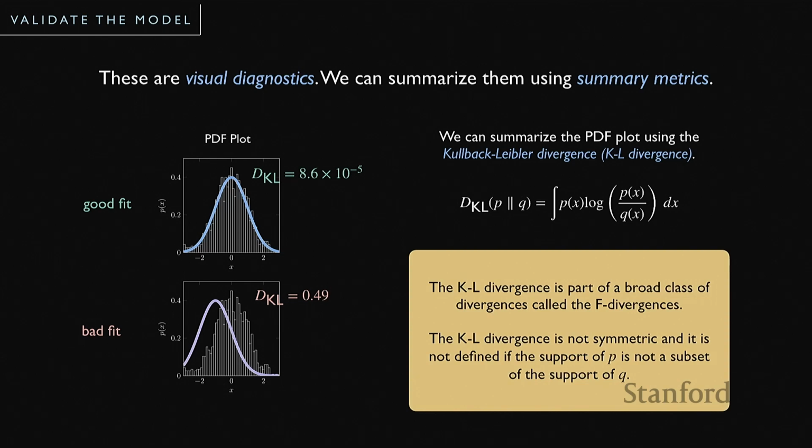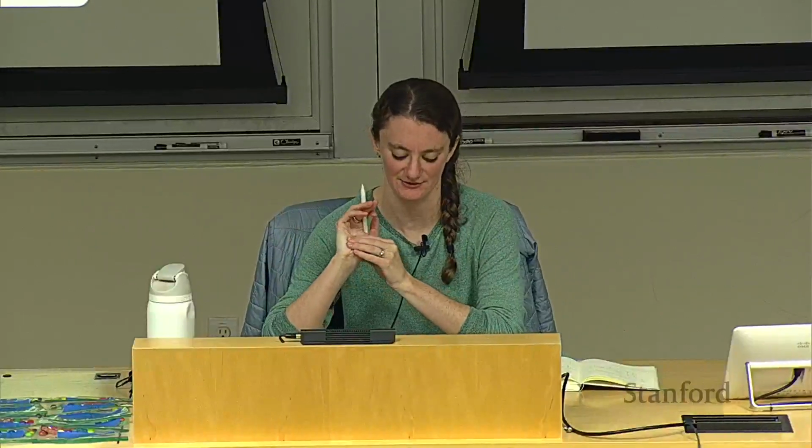Just some notes here. The KL divergence is part of a much broader class of divergences called f-divergences. You could read more about them separately if you're interested. Another interesting thing about KL divergence is it's not symmetric, and it's also not defined if the support of P is not a subset of the support of Q. So I just want to make sure you're aware of those. If you go to use KL divergence, you should make these considerations. But for the most part, I just want you to understand that KL divergence allows us to understand in one single metric how different two densities are.